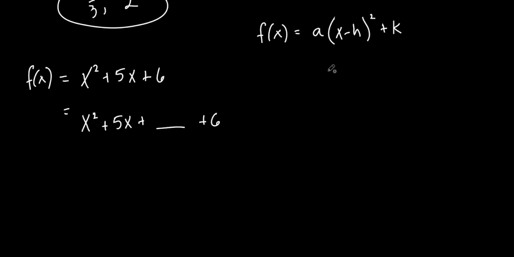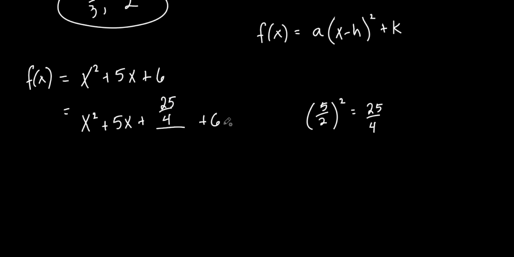Now, I want to fill in this spot to make this into a perfect square. Remember how to do that? Take the middle coefficient, divide it by 2, and square it. What does that give you? 25 over 4. So what do I do here? I add 25 over 4.